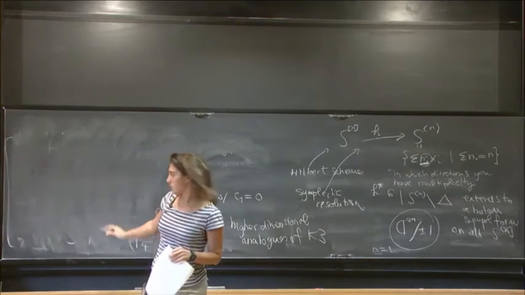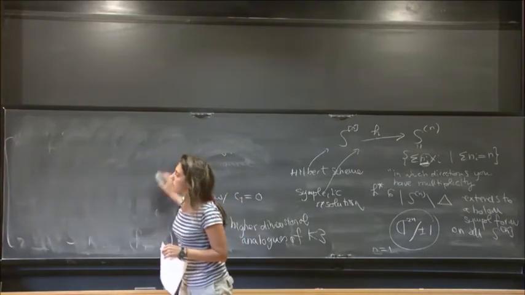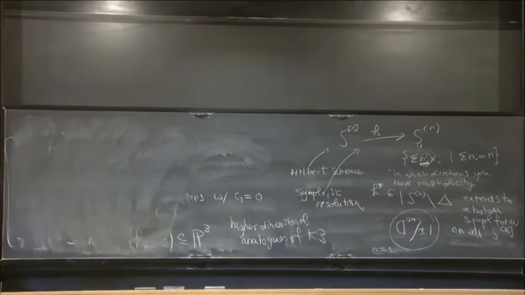Yeah, sure. Yeah, positive dimensional. Positive dimensional, and B. So, yeah, the dimension is between 0 and 2n.